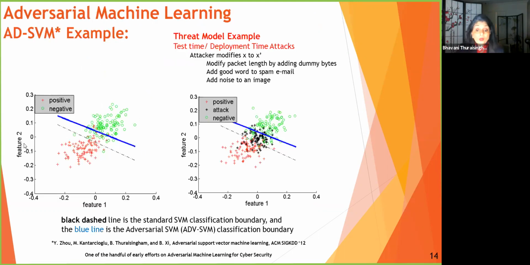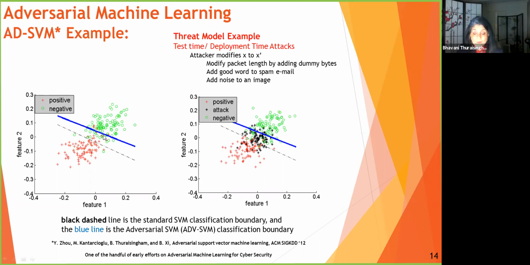So what we are trying to do: here the red squares are the bad instances, the green circles are good instances. This is the original support vector machine boundary. The black dashed line is the standard support vector machine classification boundary, and the blue line is the new adversarial support vector machine classification boundary. What we are trying to do is take these dashed lines, do some mathematical computations, and move it here to the blue line.